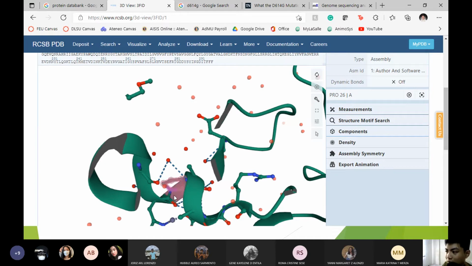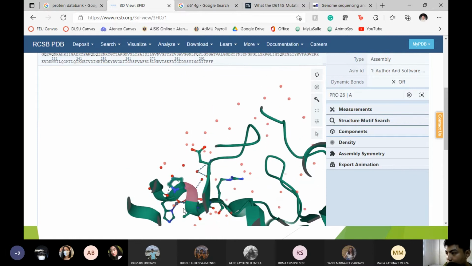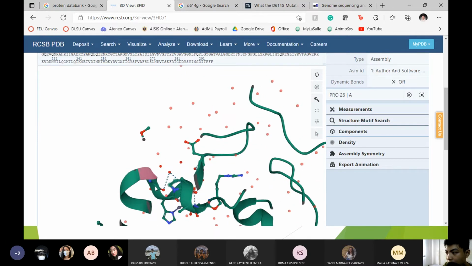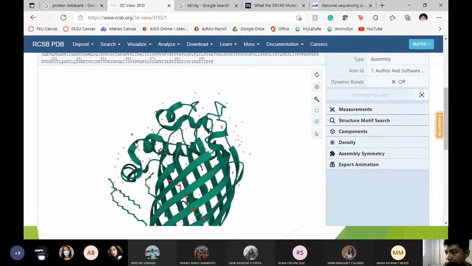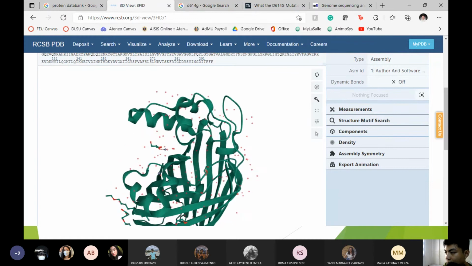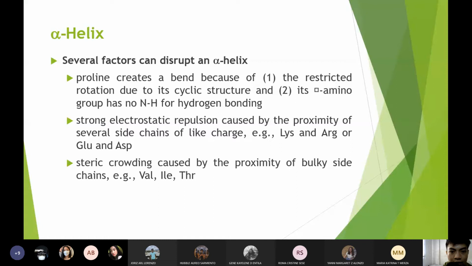proline-rich residues. Because of its configuration, it cannot stabilize the CO and the NH bond. It has no hydrogen for H bonding. So that's why it gets disrupted. Look at the rest of the molecule: the alpha helix is okay, but in this region it is disrupted. Here is where the proline was earlier. So that's one of the residues that can affect the 3D structure of our protein, the proline.